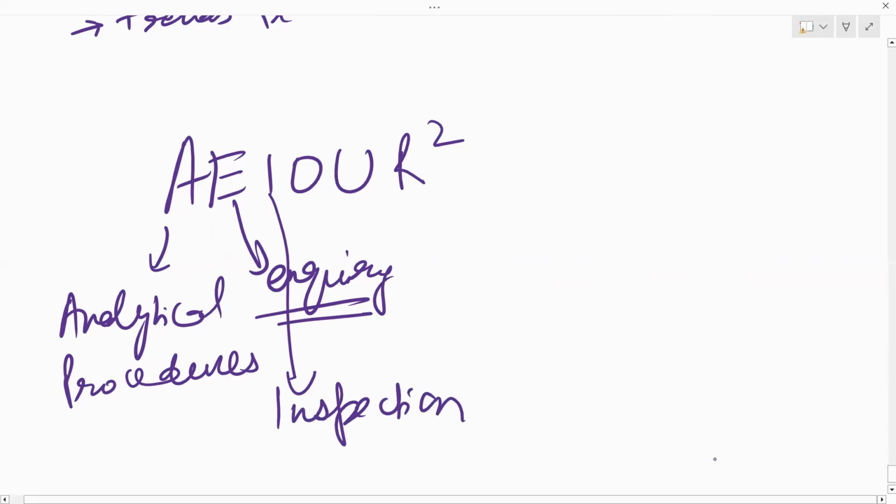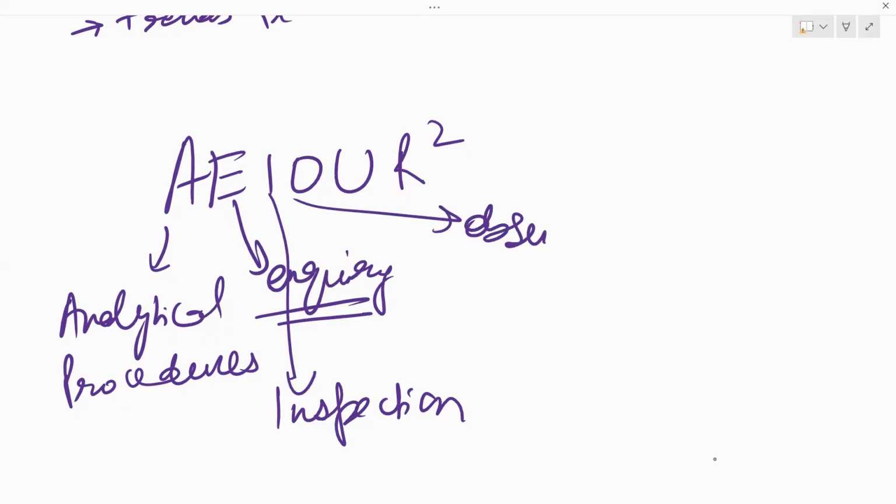For example, if the question asks about the substantive procedures for non-current assets, then you can write: inspect the assets, go to the warehouse and inspect them physically to verify their existence. So this is your substantive procedure, right? Then the O is observation.